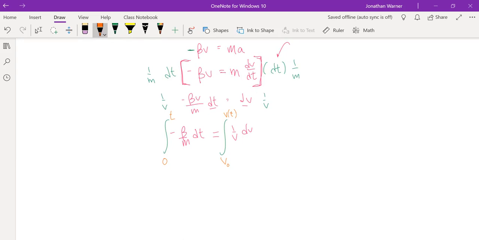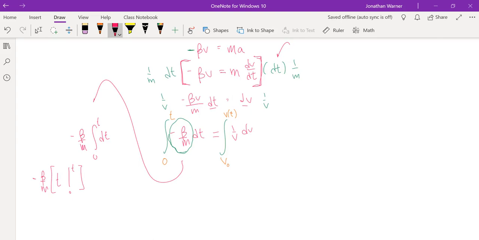Okay, so the left side is a fairly trivial integral, and the reason is that beta is a constant. The object has a mass m, so all we're really doing on the left side is, watch this, we can yank out the beta over m. We're integrating dt. I'll handle this part by itself. So that's negative beta over m times t evaluated from 0 to t.